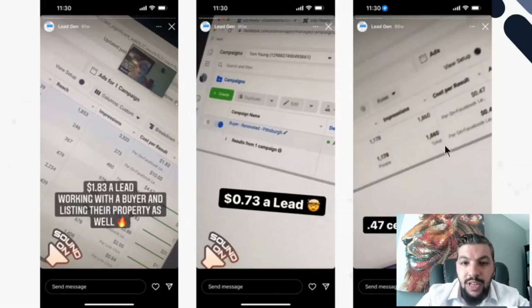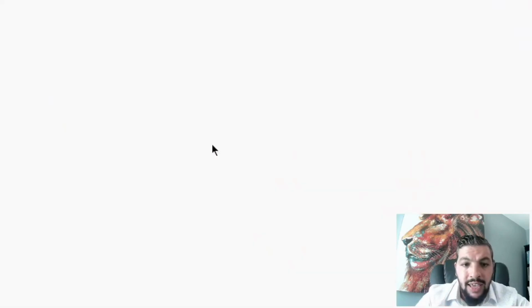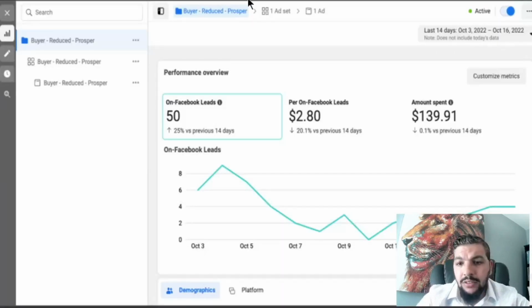And here, let me show you some more examples. You have $1.83 a lead, 73 cents a lead, 47 cents a lead, and these are all ad campaigns that agents have run, the ad campaigns that we're talking about, and these are the results that they have seen. Here's a great snapshot to give you a monthly overview. Over 2 weeks of 14 days there, you see that 50 leads were generated at $2.80 a lead, costing this agent around $140, right? So $140 over 2 weeks.